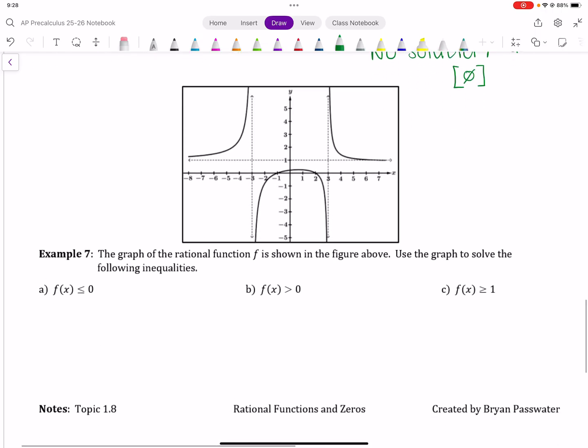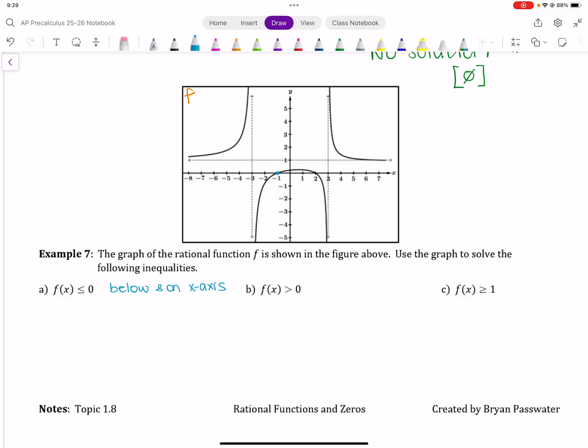So our last example, we have the graph of a rational function f shown in the picture above. We're going to use that graph to solve the following inequalities. So our first one is asking where f of x is less than or equal to 0. So remember, that is below or on the x-axis. And we're only looking at on the x-axis because of that equal to part.